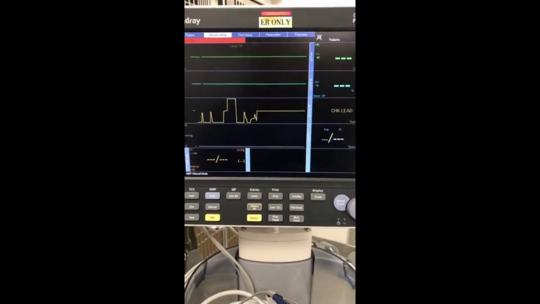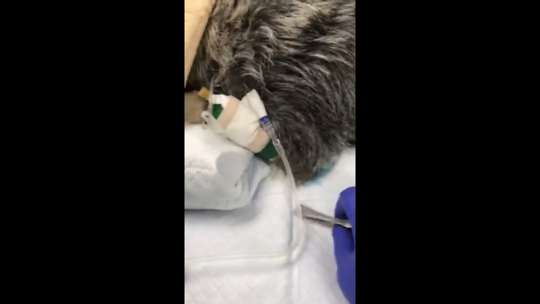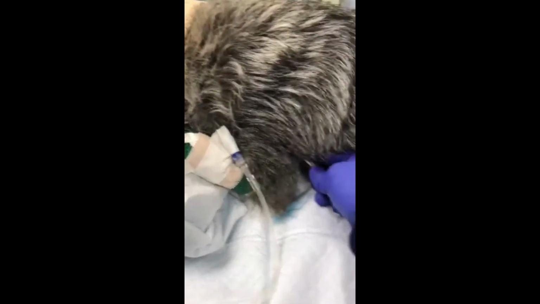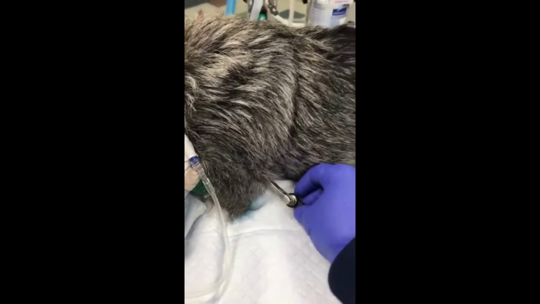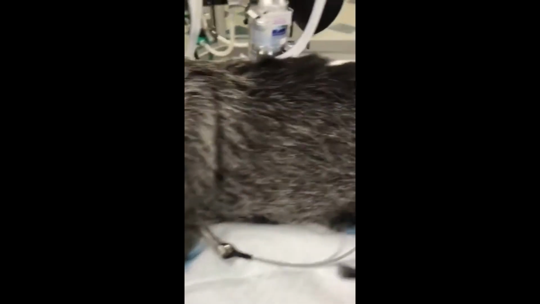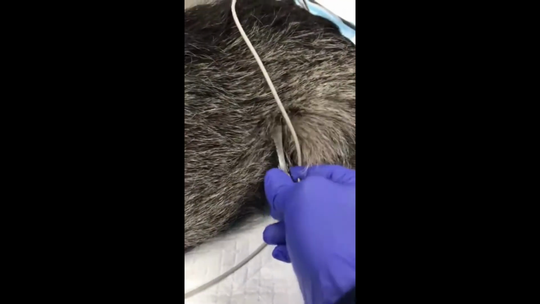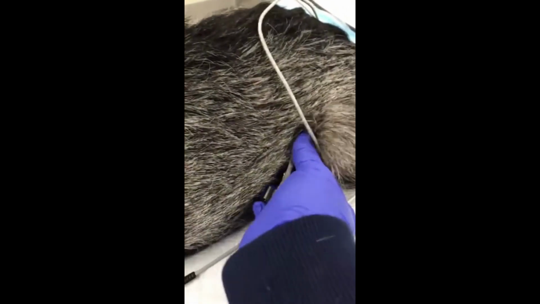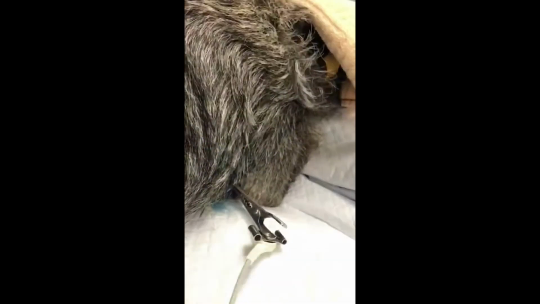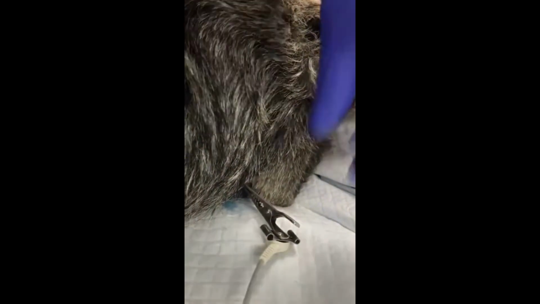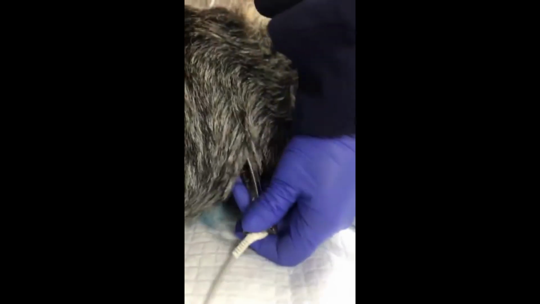We are going to place ECG leads on a sedated patient. Our black clip goes in the axillary in the left forelimb, directly behind the elbow. Our red clip goes onto the hind limb or the flank area on the left side. And our white lead goes in the axillary area just behind the elbow on the right forelimb.